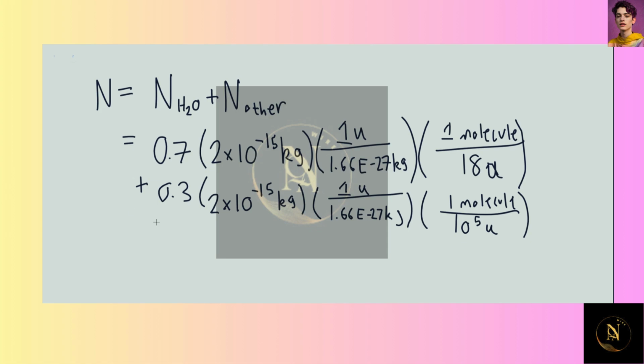Okay, so we need to do this calculation. Once we do it, we are left with 4.69 times 10 to the 10 molecules total. Where all we've done is counted for the total water and the total other using their mass. And that gives us N. So that's the hard part.